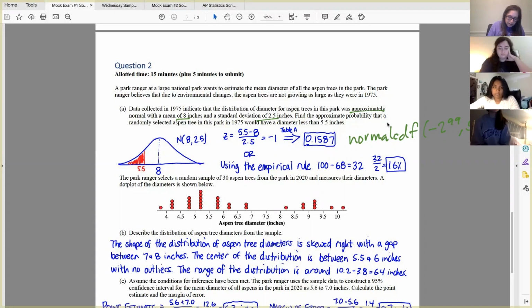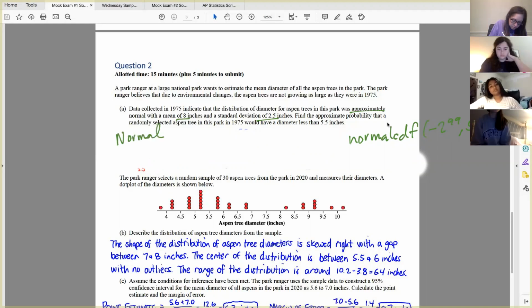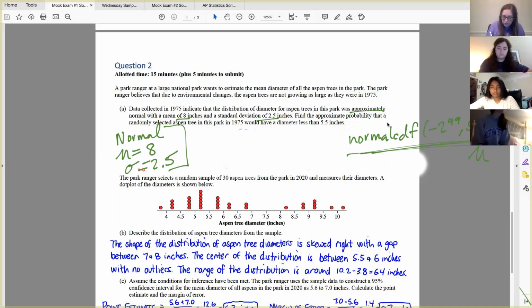So if you did the calculator stuff, somewhere you need to say normal, mean equals 8, standard deviation equals 2.5. And that's defining your parameters. You give them the shape, the mean, and the standard deviation. Then you can put this stuff. Just somewhere you need to define what these numbers symbolize. You could even put it underneath mu and sigma. But you have to define what each one means, because if you're just putting it in as a calculator function, they don't know if you know what the mean and the standard deviation are.